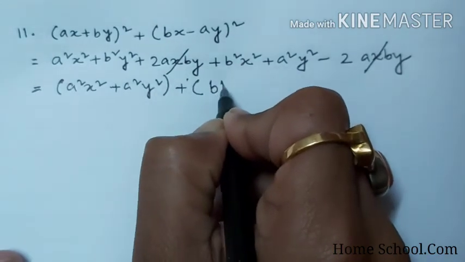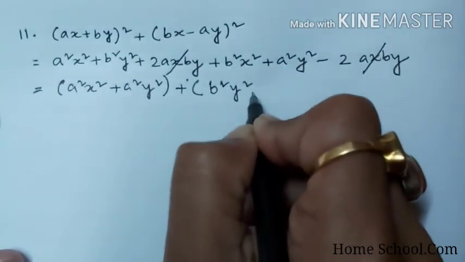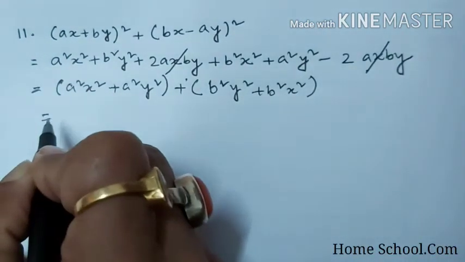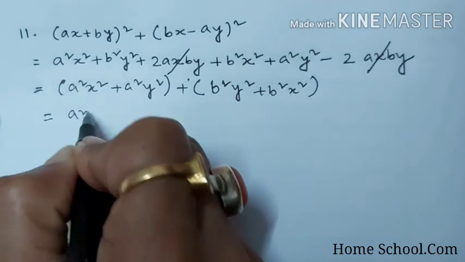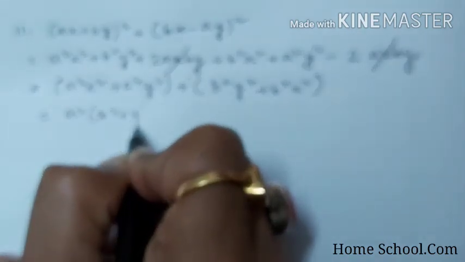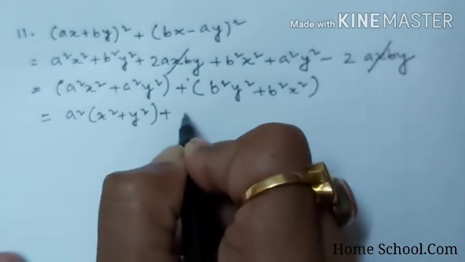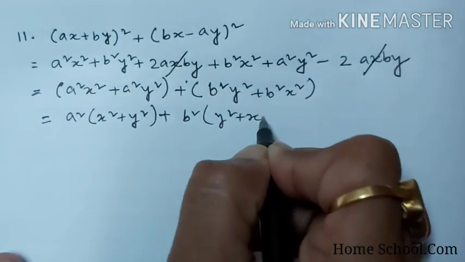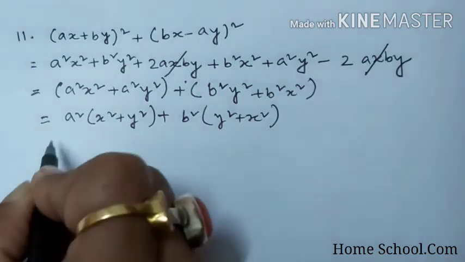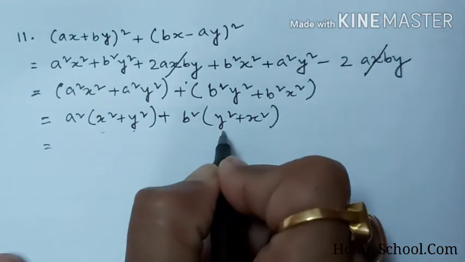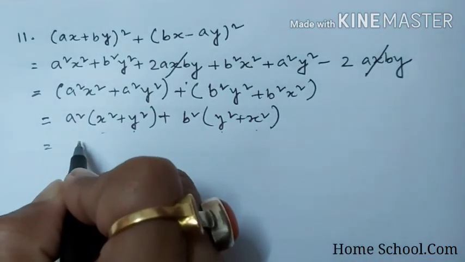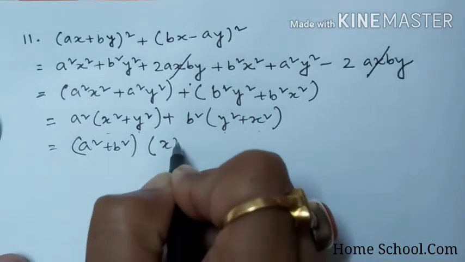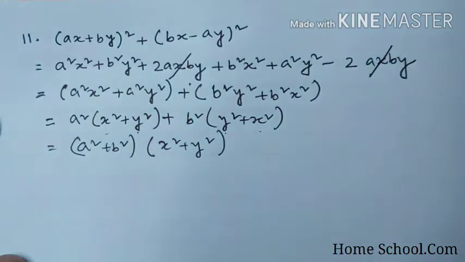b square y square plus b square x square. Now if you take a square common, you will get x square plus y square. If you take b square common, you will get y square plus x square. So it becomes (x square plus y square) times (a square plus b square). So the factorization is (a square plus b square)(x square plus y square).